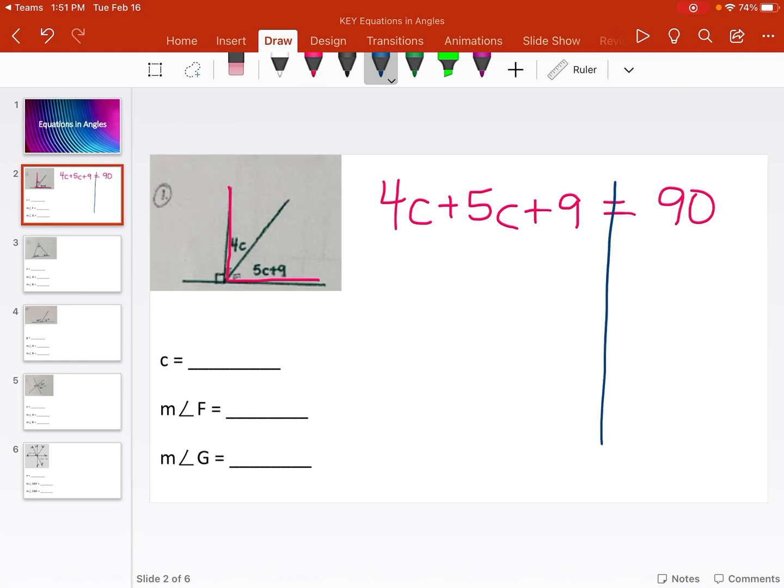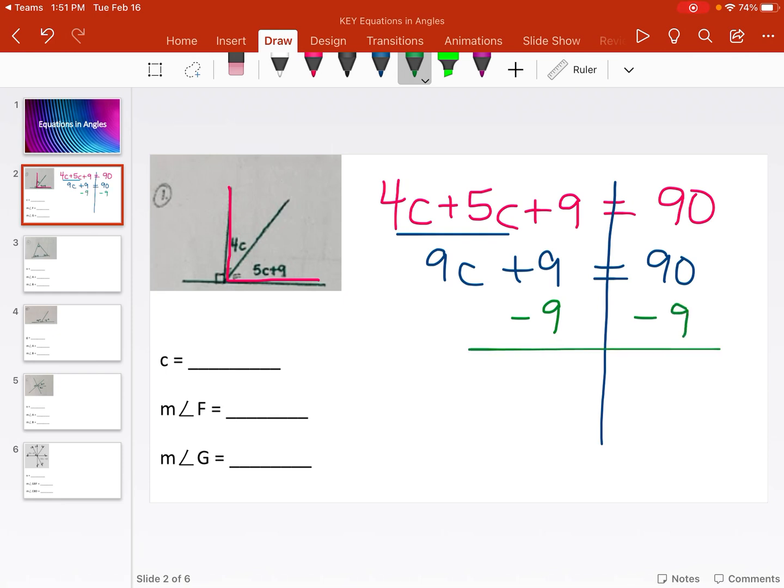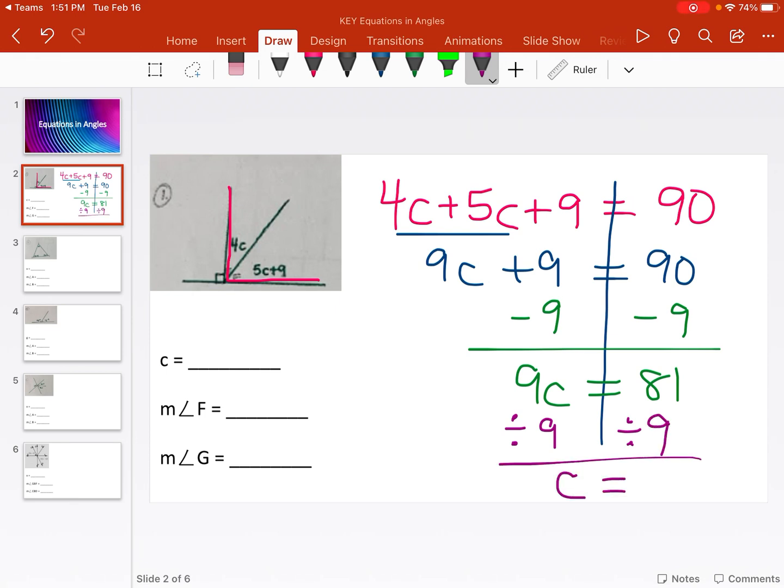So I'm going to start by combining my like terms. 4c plus 5c is 9c plus 9 equals 90. Then I need to subtract 9 from both sides. Remember, my goal is to isolate that variable. So I have 9c equals 81. And then finally I can divide by 9 on both sides, so that I get that c is equal to 9. So over here, c equals 9.